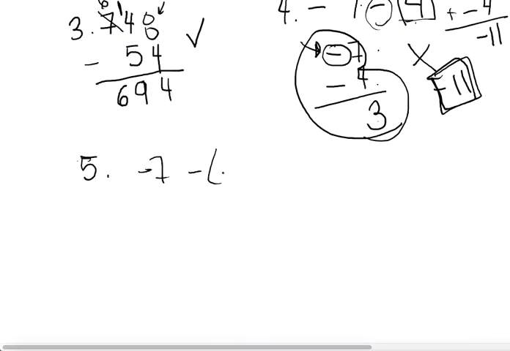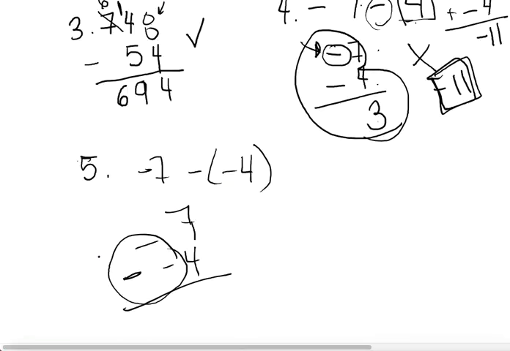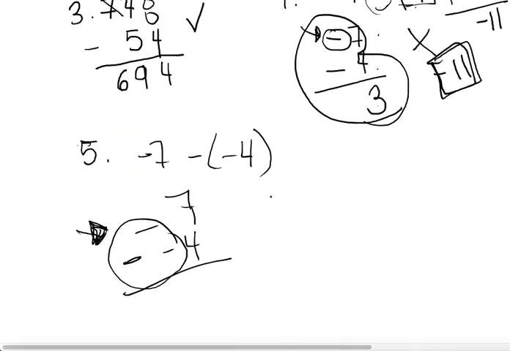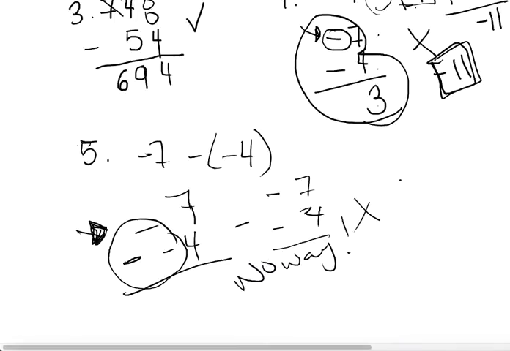Negative 7 take away negative 4. So again, we'd have to write down the first number, take away the negative 4. Now, students would not know what to do with that. Got a negative on top, negative on the bottom, and another negative. Way too confusing. This one does not work.